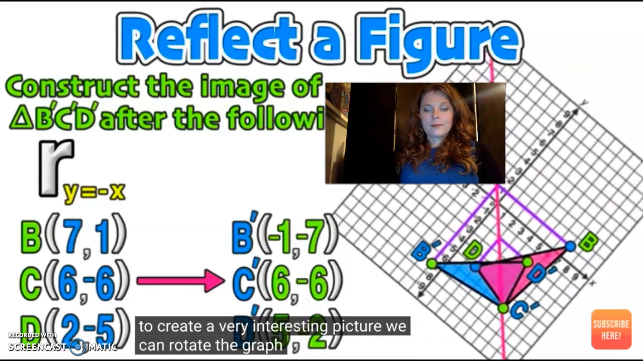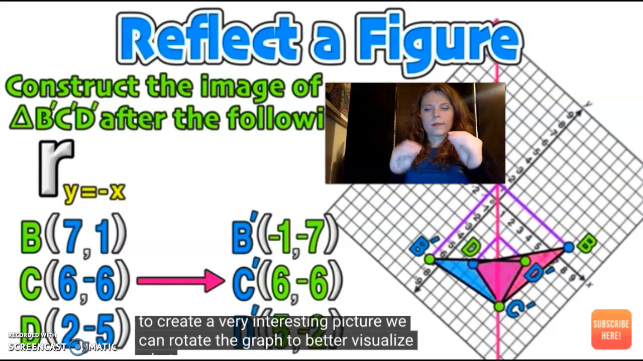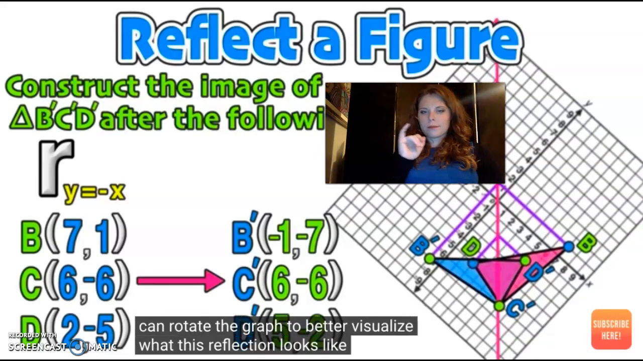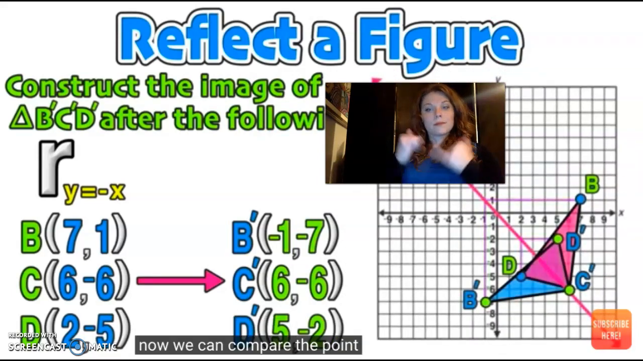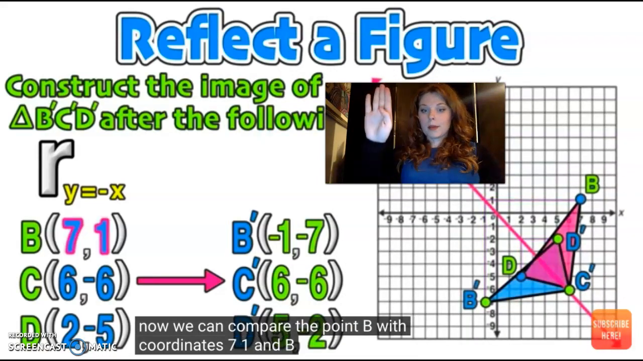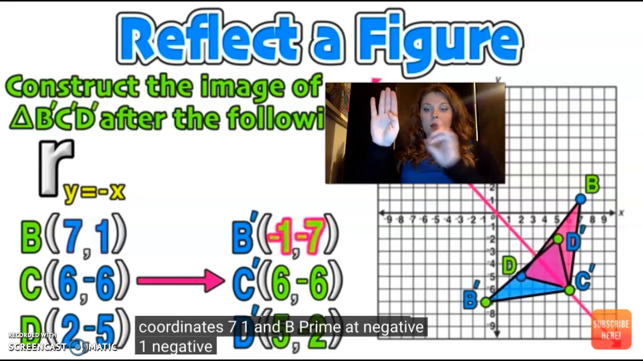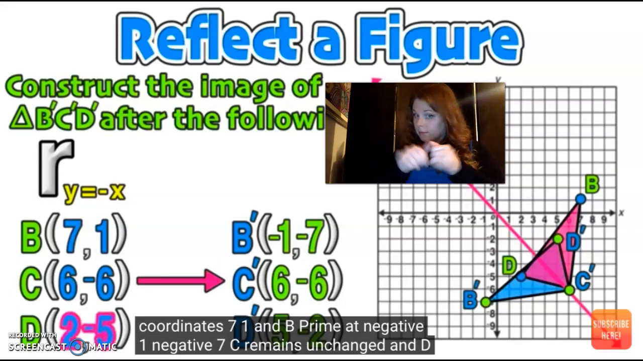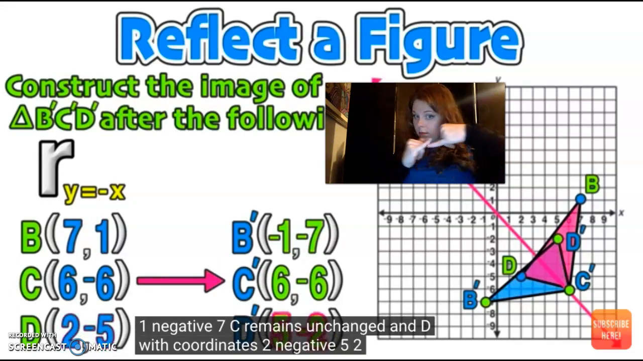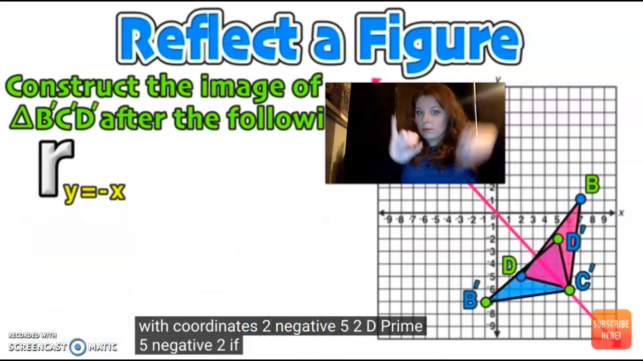We can rotate the graph to better visualize what this reflection looks like. Now we can compare the point B with coordinates 7, 1, and B prime at -1, -7. C remains unchanged, and D with coordinates 2, -5 goes to D prime at 5, -2.